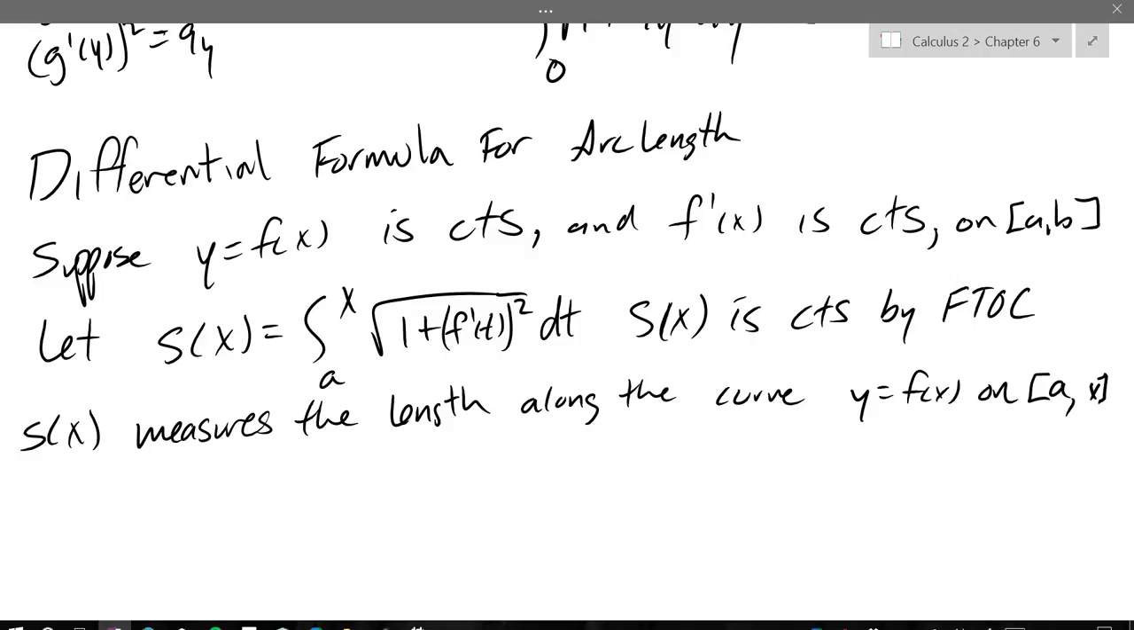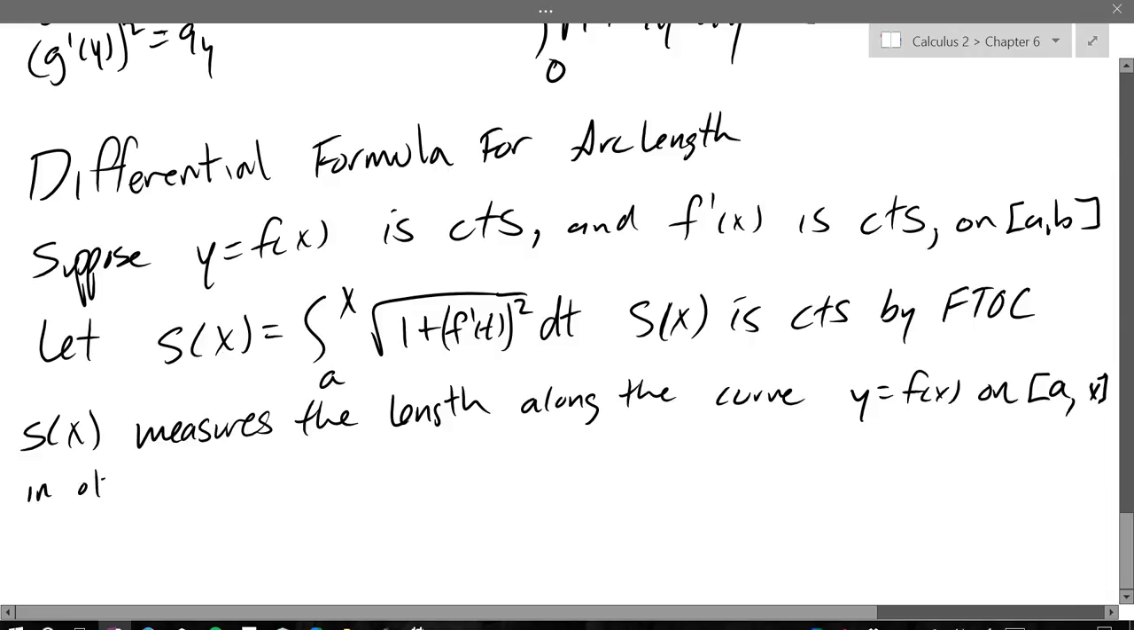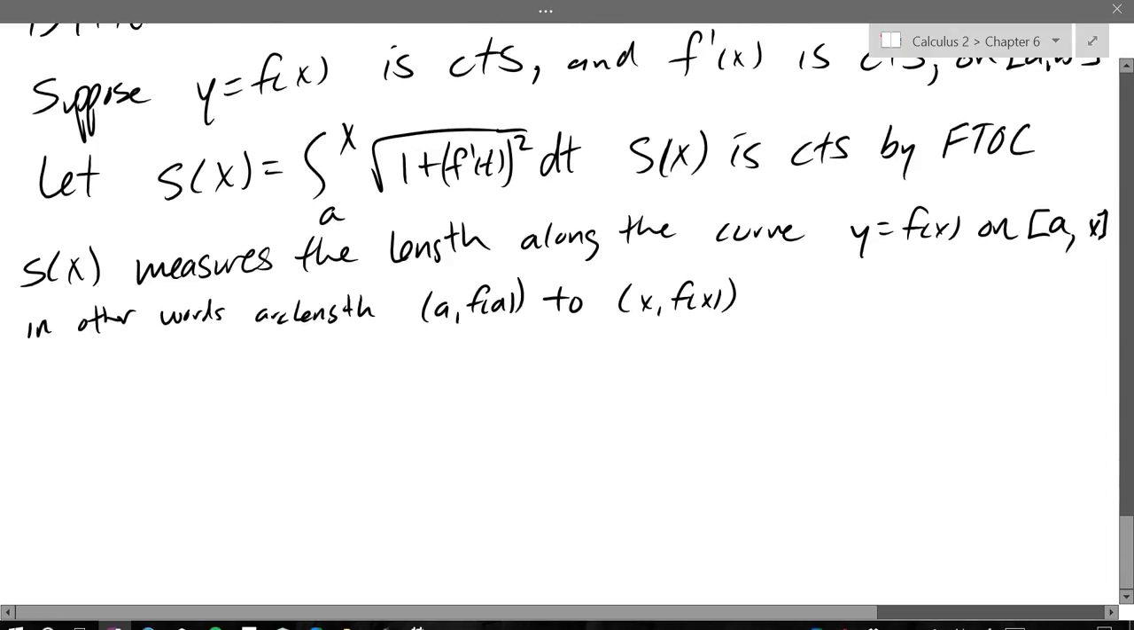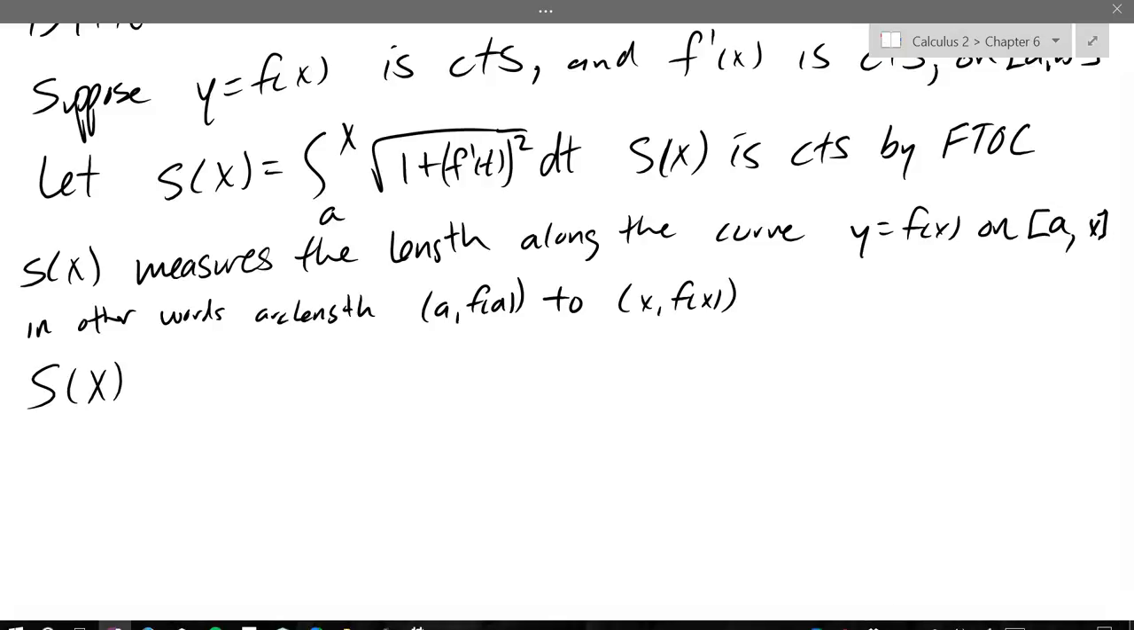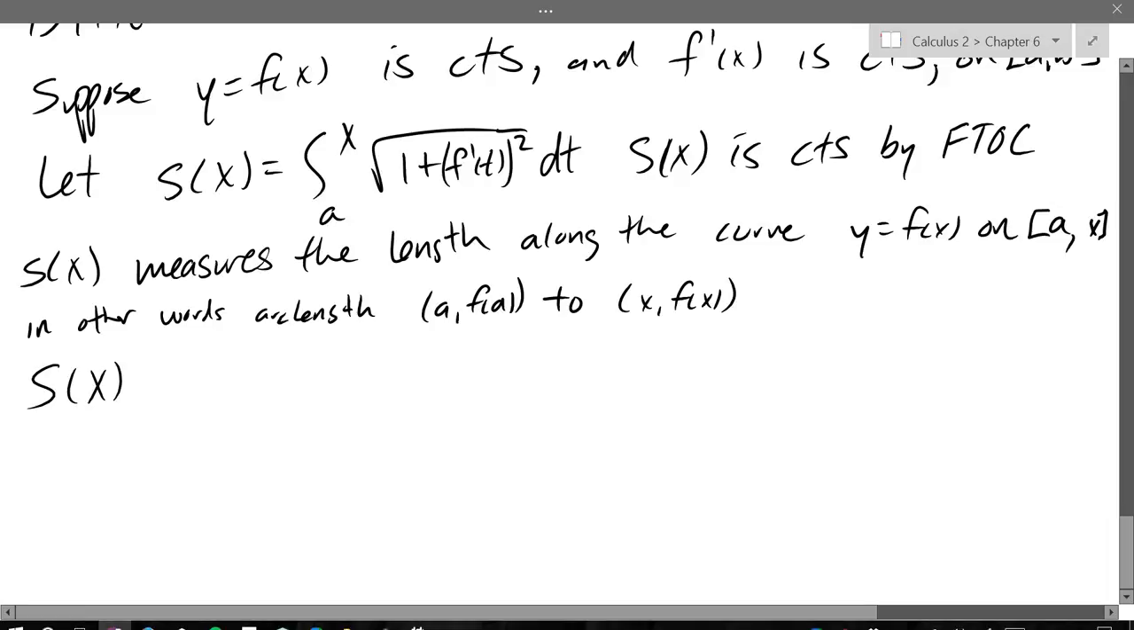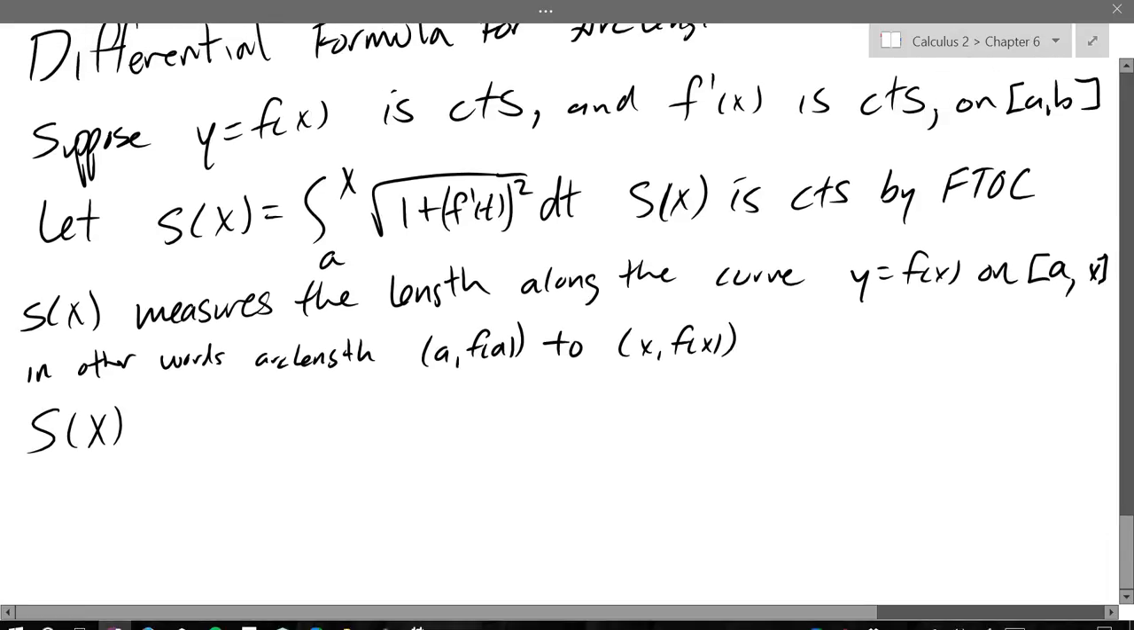Another way you could say it, in other words, is the arc length from the point A comma f of A to the point x comma f of x. So that's a good question. f is a function. You can feed it whatever you want, as long as you're inside, in this case, the interval A to B, because we're continuous from A to B.